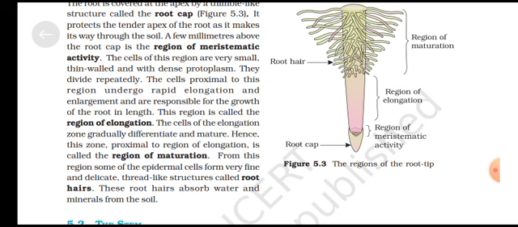The cells of the elongation zone gradually differentiate and mature, hence the zone proximal to the region of elongation is called the region of maturation. From this region, some of the epidermal cells form very fine and delicate thread-like structures called root hairs. These root hairs absorb water and minerals from the soil.